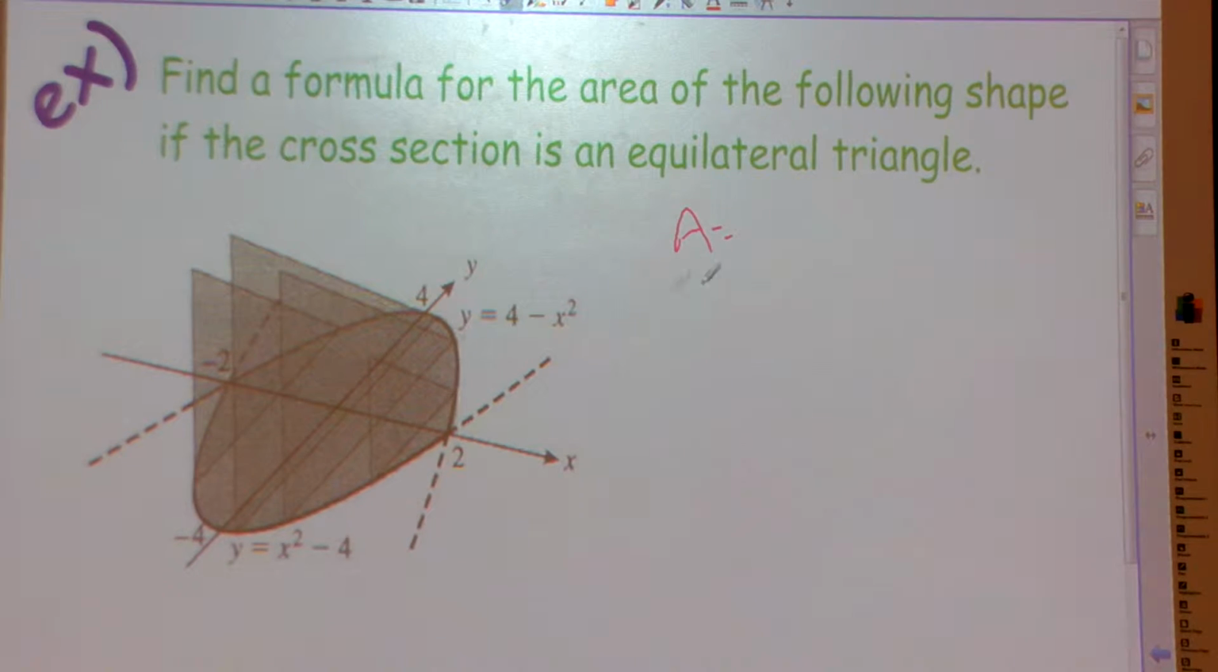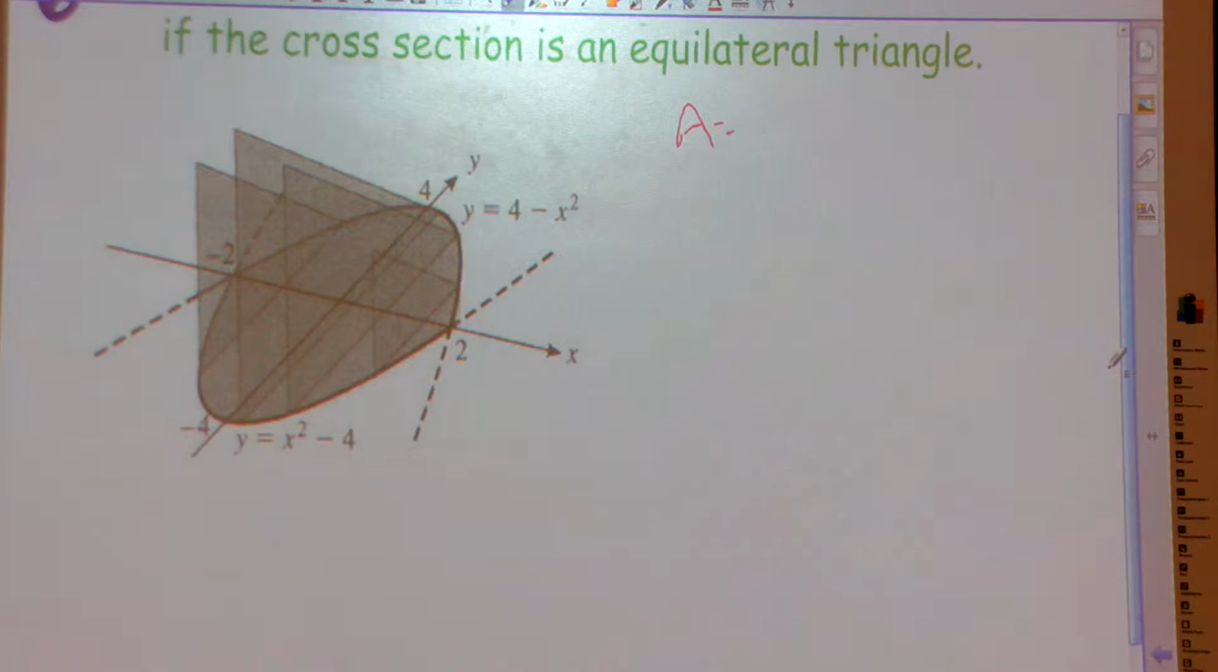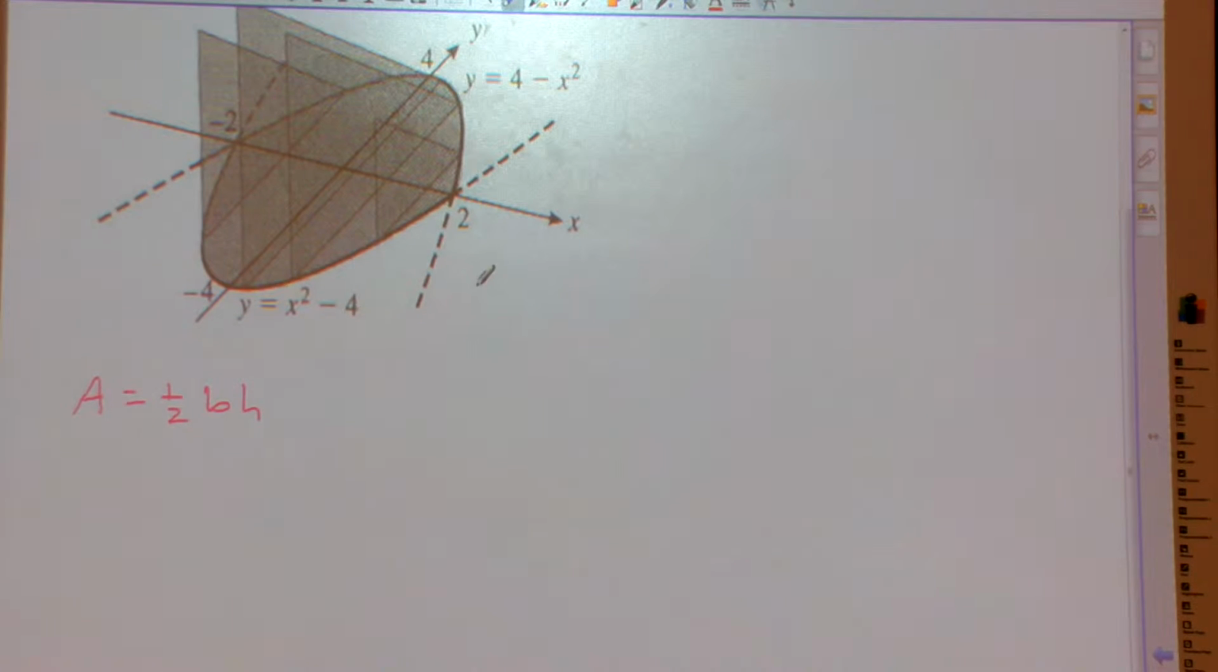Alright, so if we use that whole 1/2 base times height, let's see. I'm going to use a generic triangle, not our problem. I'm going to call the sides S and this H. So actually in my problem it's going to be 1/2 SH. Well, can't I solve for H? Because look what I have there.